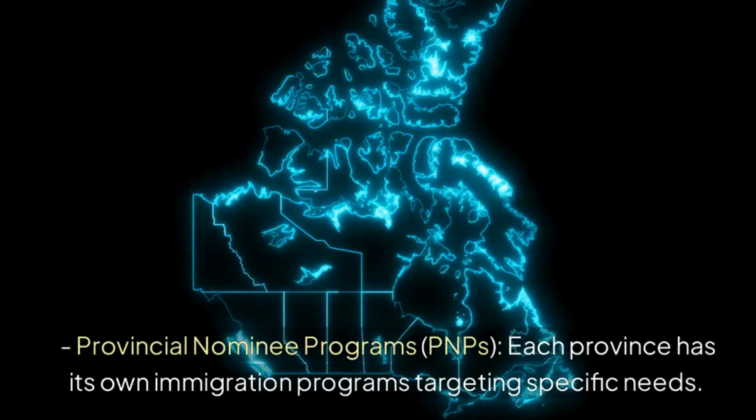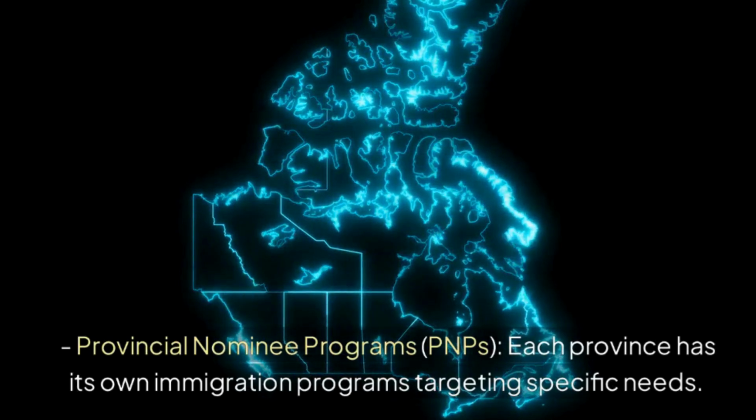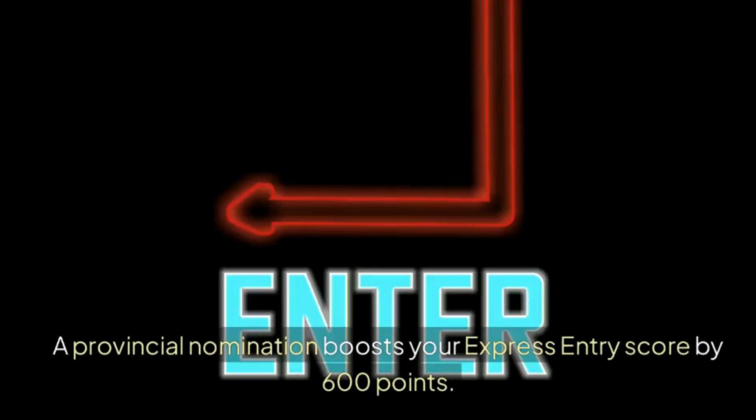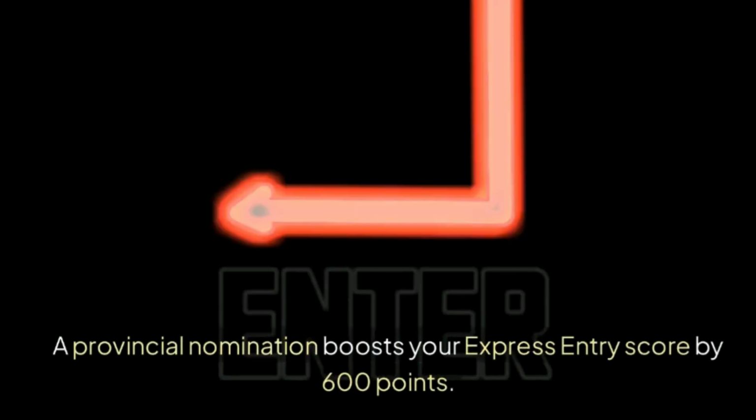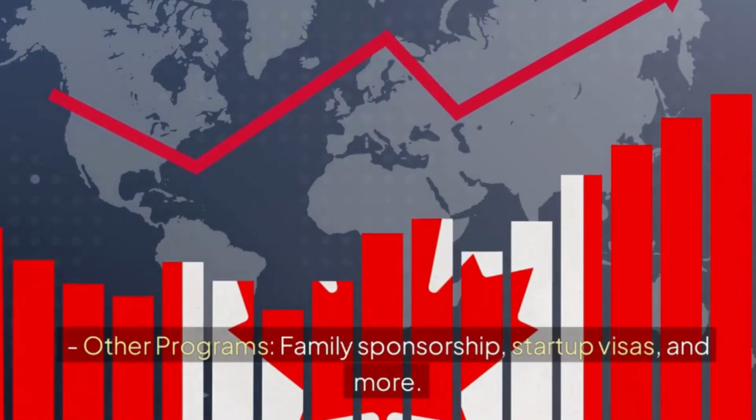Provincial Nominee Programs, PNPs. Each province has its own immigration programs targeting specific needs. A provincial nomination boosts your Express Entry score by 600 points. Other programs: family sponsorship, startup visas, and more.